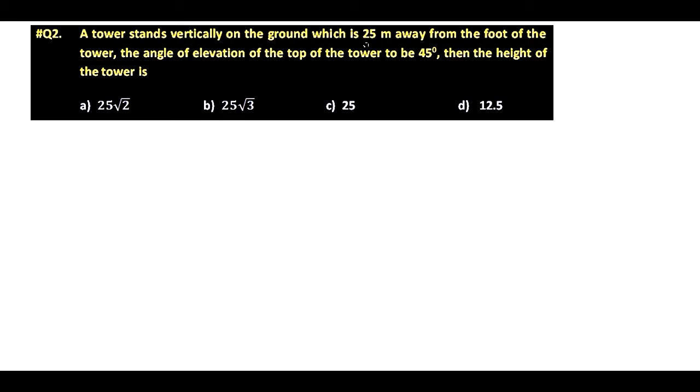A tower stands vertically on the ground, which is 25 meter away from a point, actually not foot, from a point. This is a point, any point. Then the height of the tower you have to find. So for example, now you try to draw the figure. This is the ground, this is the tower. The height of the tower you need to find, so this is not known to us, we consider h. Now this is a point, you do not consider this as the foot of the tower.